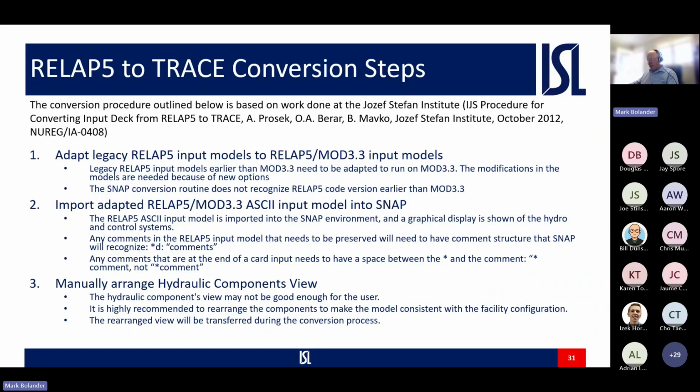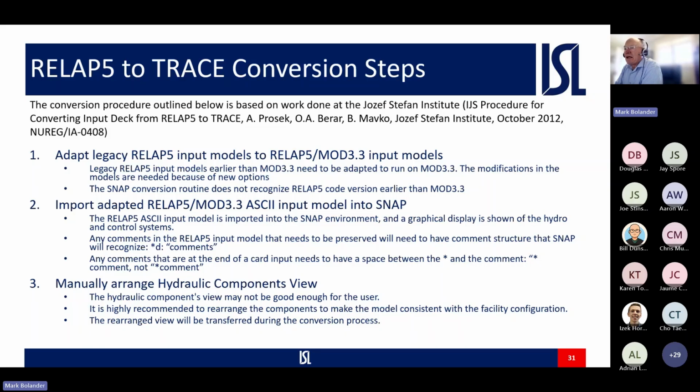We'll now take a little bit of time and look at the work that was done at the Joseph Stefan Institute and in the conversion process that they've developed and put together for everybody. That's NUREG IA 0408. There are 11 steps that they put together to help you in your conversion process, and we'll just go through those 11 steps here.